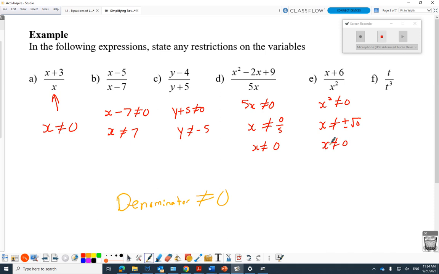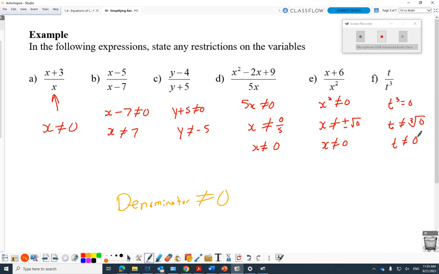t cubed equals 0. So t can't equal the cube root of 0, which is 0. And maybe I'm confusing you, actually. Maybe you're like, those steps actually make it worse. Couldn't you just look at that and see that t cubed can't be 0? Yes, I totally agree with that.